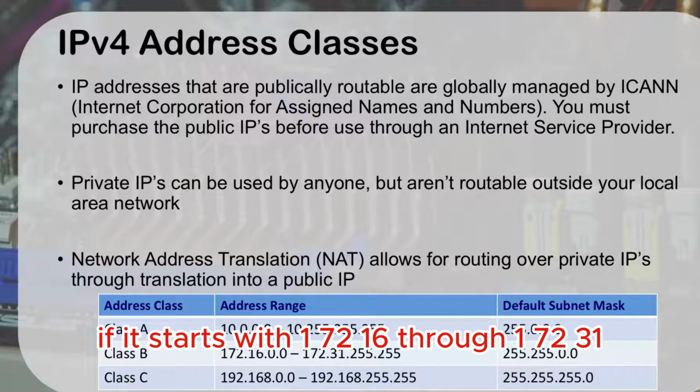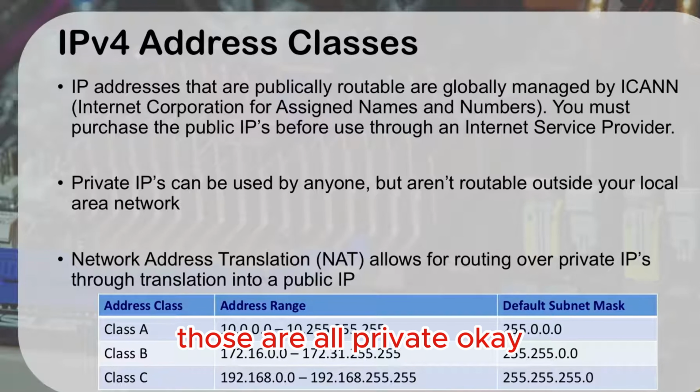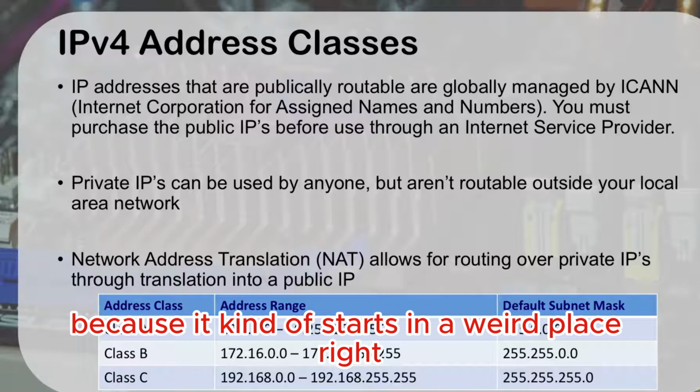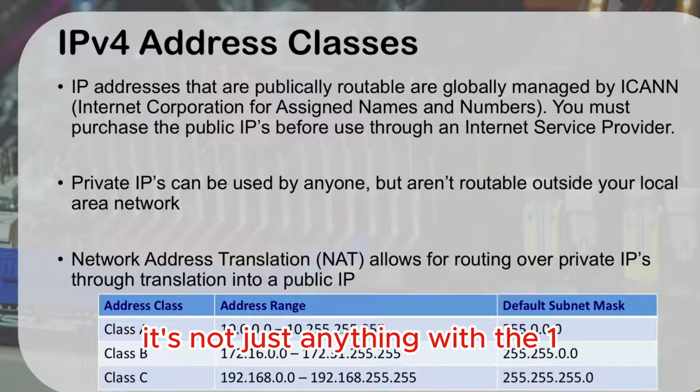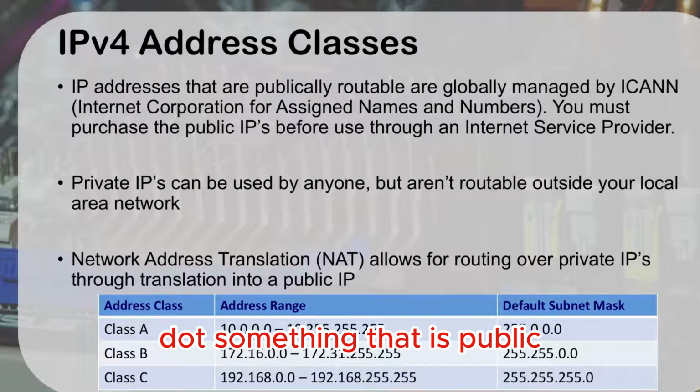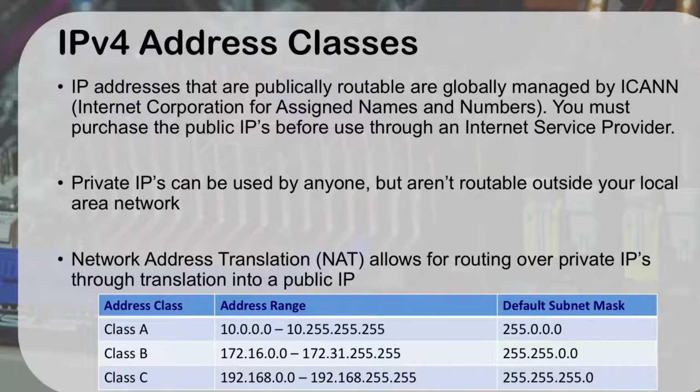With Class B, if it starts with 172.16 through 172.31, those are all private. Okay, so you gotta make sure you know those as well. That's the difficult range because it kind of starts in a weird place, right? It's not just anything with a 172. So if I gave you 172.12.something.something, that is public. But if it's 172.16 or 172.17, all the way up through 172.31, that's private.